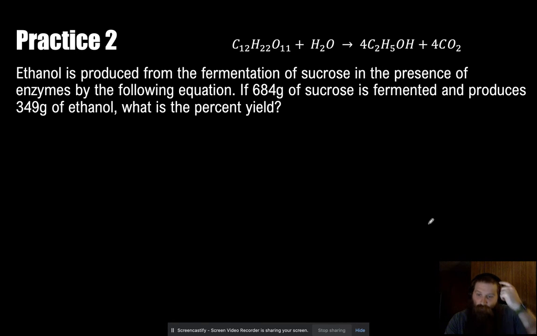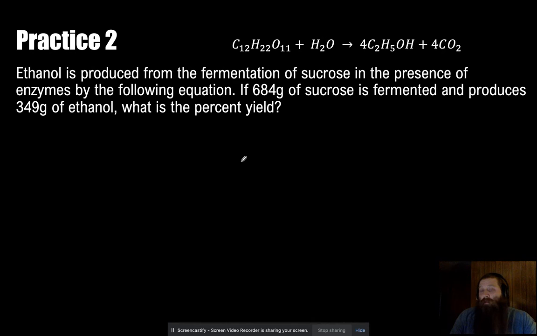All right, here's our second one, the production of ethanol by fermentation. So alcohol is a solution in chemistry, right? Here we go. Ethanol is produced from the fermentation of sucrose, so that's table sugar, in the presence of enzymes by the following equation. There we have it. It's already balanced. It's good for us. We have 684 grams of sucrose is fermented and produces 349 grams of ethanol. What is the percent yield? So we got our still running, and there we go.